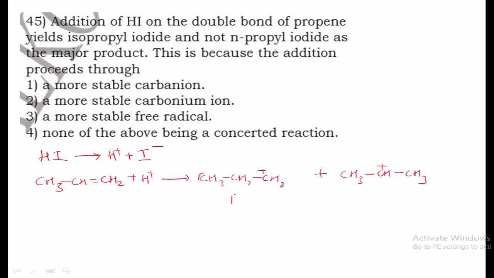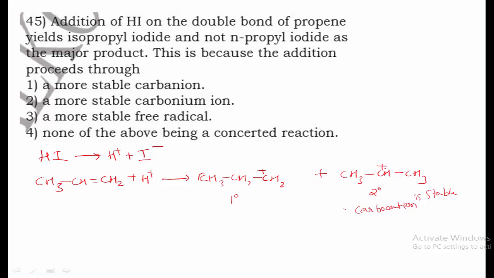Now here it is a primary carbocation, this is a secondary carbocation, and you know that secondary carbocation is more stable. Secondary carbocation is stable as compared to primary. If we consider tertiary, then tertiary carbocation is more stable than these two.